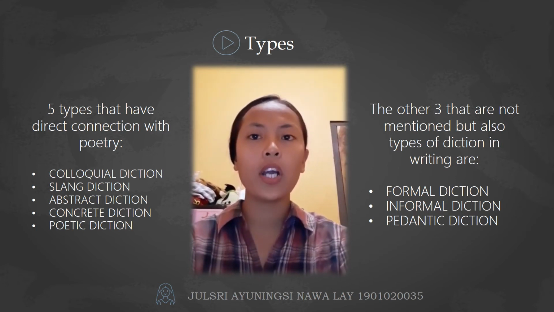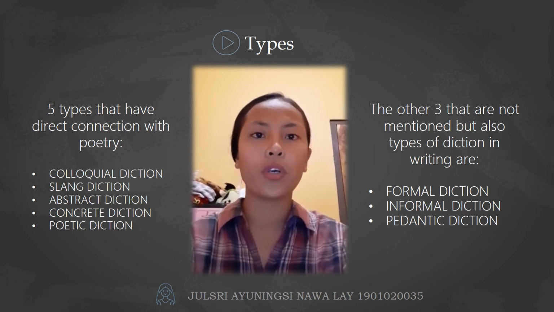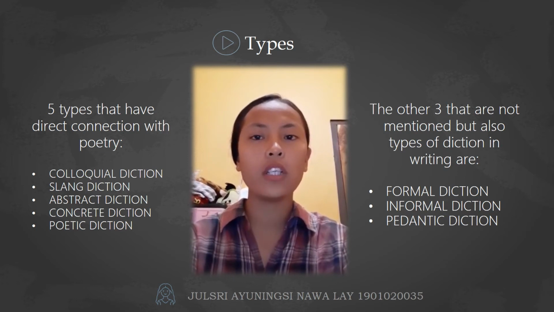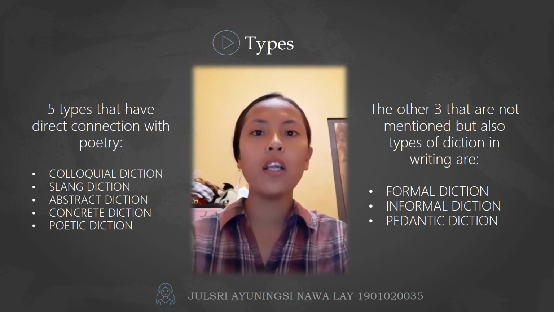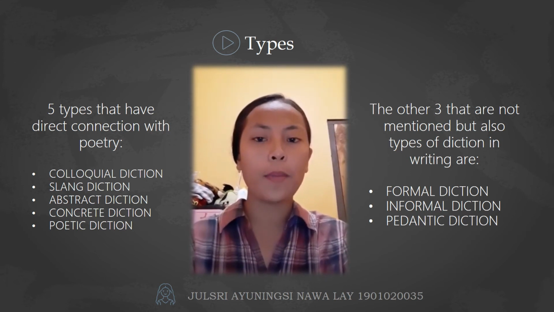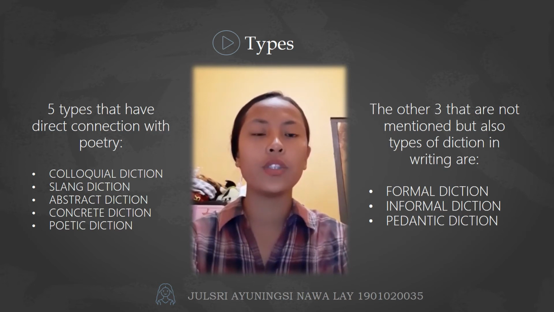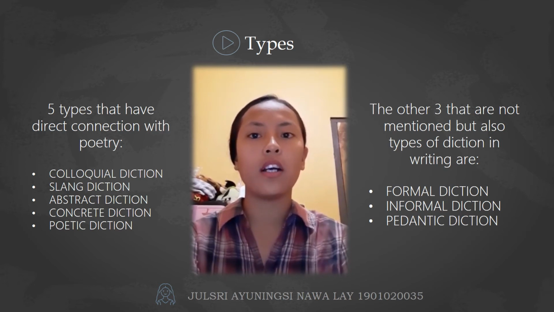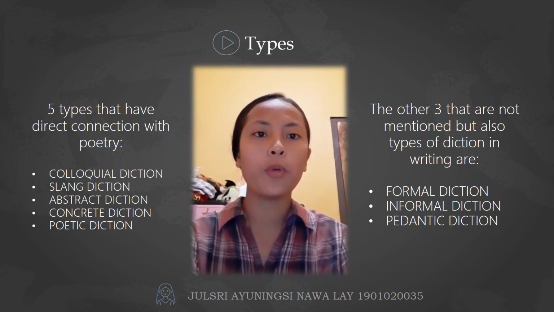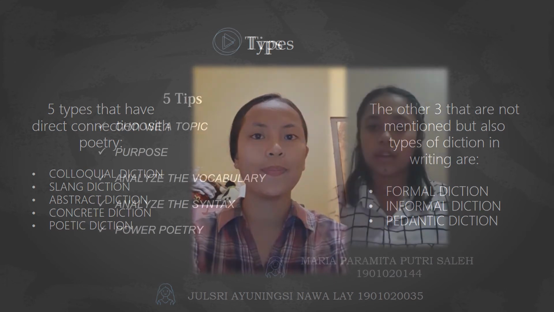And number 4, concrete diction. Concrete diction is the use of words for their literal meanings and often refers to things that appeal to the senses. For example, the sentence, I ate an apple. And number 5, poetic diction. Poetic diction is driven by lyrical words that relate to a specific theme, reflect in a poem, and create euphonious or harmonious sounds. I think that's all. Thank you.